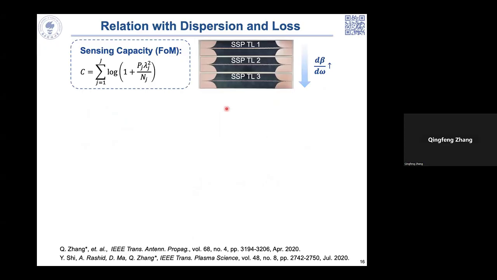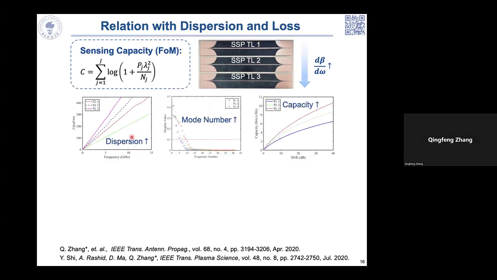Then let's look at the relation between the sensing capacity and the dispersion and the loss. So here we show three different transmission lines with different dispersion. TL1, TL2, and TL3, we increase the dispersion from 1 to 3. So this shows the dispersion curve. And we can see the mode number will increase as we increase the dispersion, and also the capacity will increase. So this shows that the sensing capacity is proportional to the dispersion in this frequency diverse imaging application scenario.